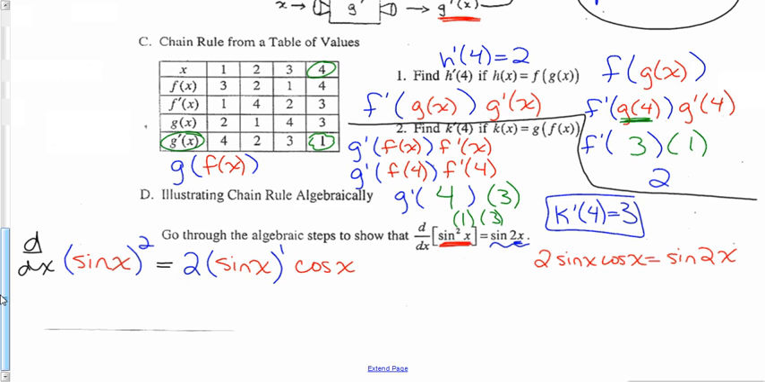So I have this 2 sine of x cosine of x. And luckily, we remembered our rule over here, and 2 sine of x cosine of x is actually the same as sine of 2x. So that is exactly the same as sine of 2x. And we have now shown that the derivative of sine squared of x is equal to sine of 2x.